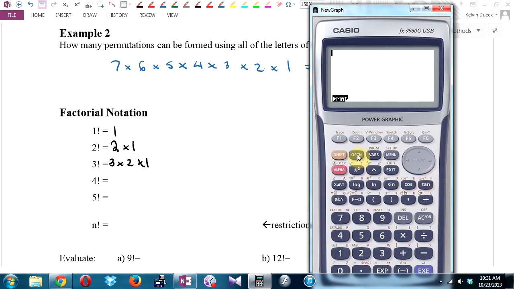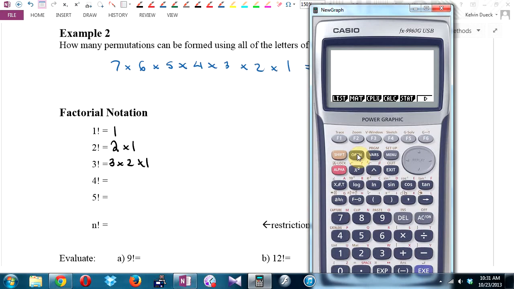Hit the Option button, which is right next to Shift. Then that brings up a whole bunch of options on the bottom. There's something called List. We're not going to hit that. That would be F1. There's something called Matrix. We're not going to hit that. It's not just a movie. It's actually a mathematical function. Complex number, not going to do that. Calculation, not going to do that. Stats, not going to do that.